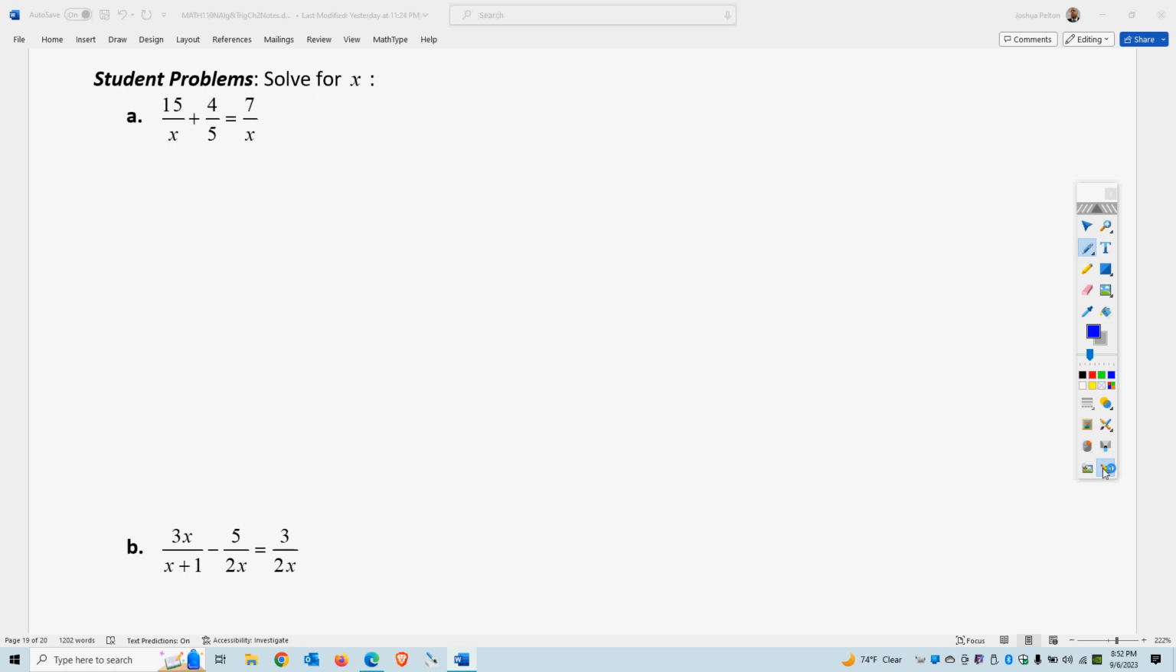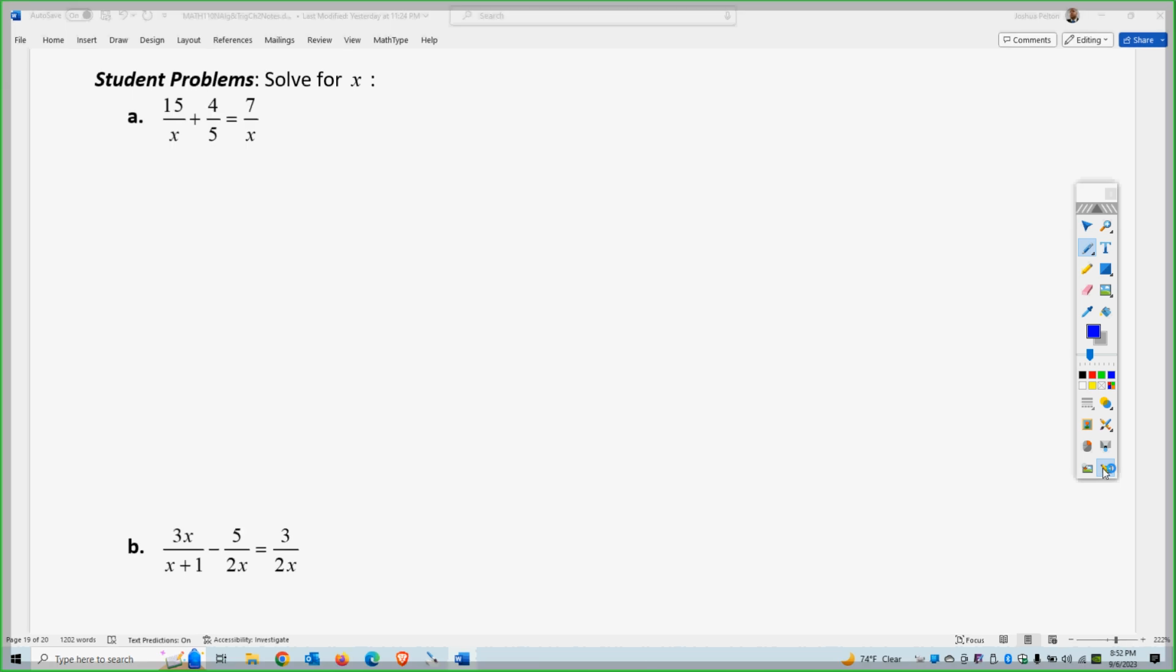Okay, page 19. So again, this is all monomials in this case, so we want the lowest common denominator, and what they have in common is an x. They have a common x, and what's left over is a 5. Okay, because common is not necessarily between all of them, it could be between some of them. So 15 over x plus 4 over 5. I'm going to do parentheses and times it by the lowest common denominator, or lowest common multiple if you just want to call it that, equals 7 over x times the 5x there.